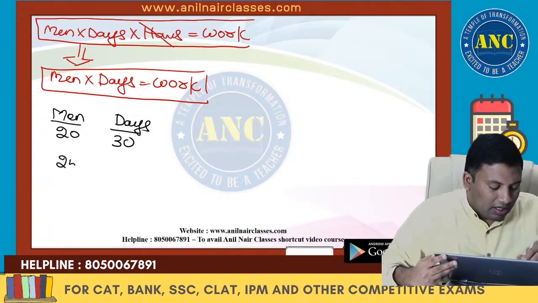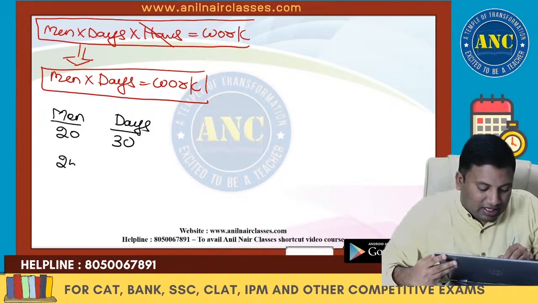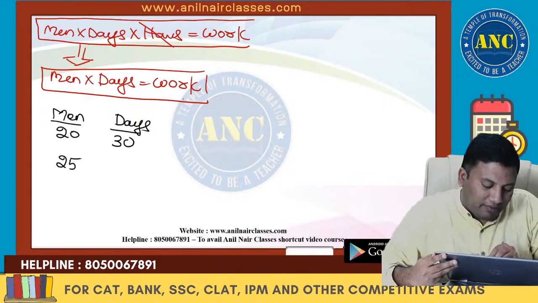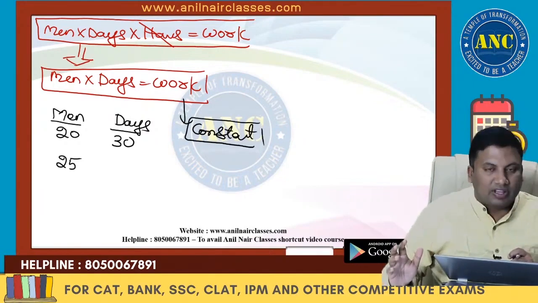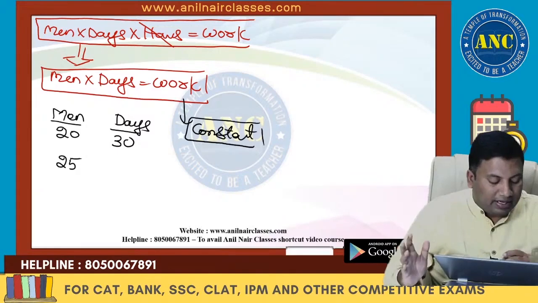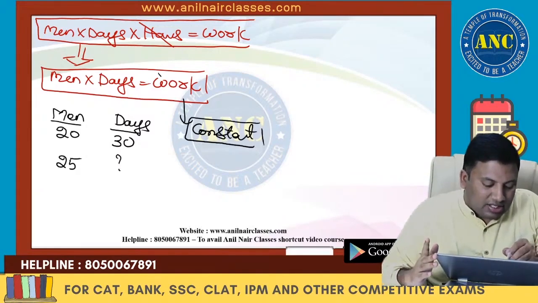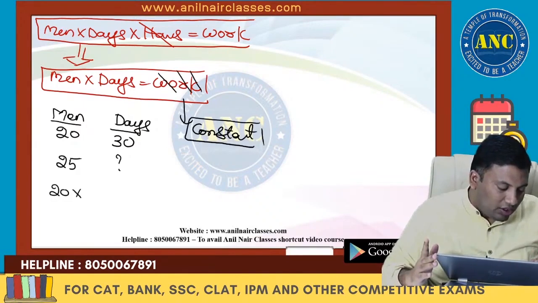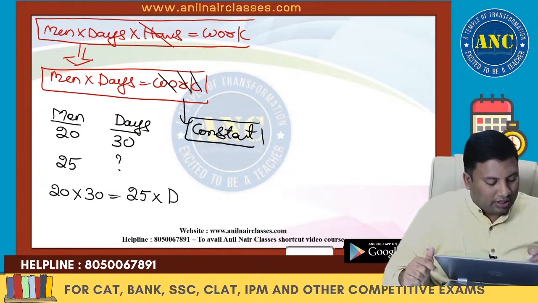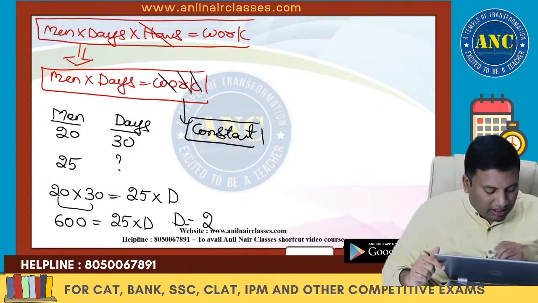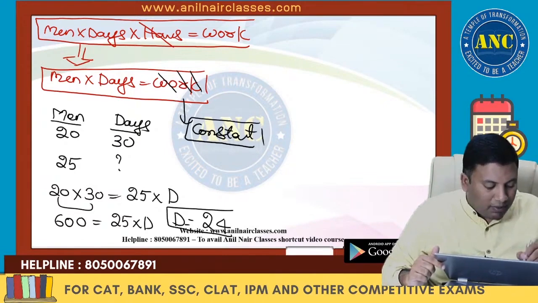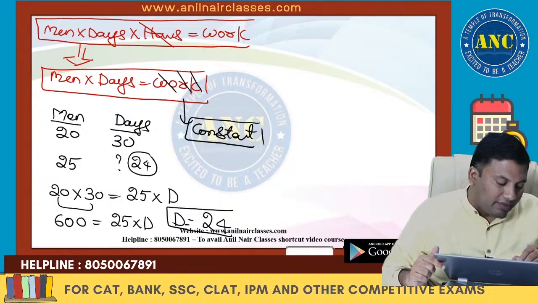25 men are there. If the total work value is constant, 20 men can complete a work in 30 days. 25 men can complete the work in how many days? Work is constant, so 20 into 30 is equivalent to 25 into D. 20 into 30 is 600, equivalent to 25 into D. D is 600 divided by 25, which is 24. The number of days required to complete the work is 24.